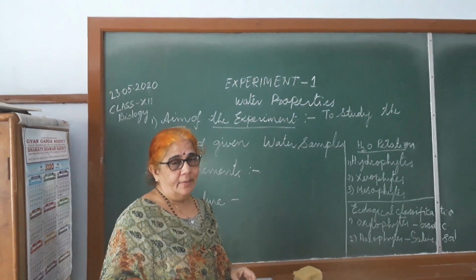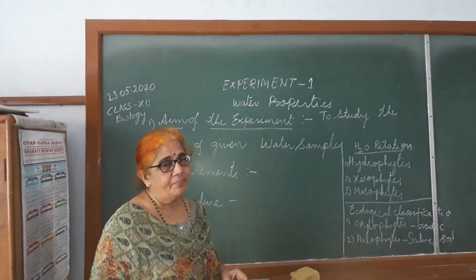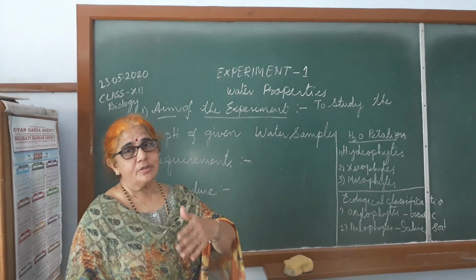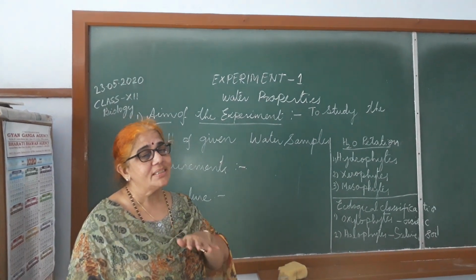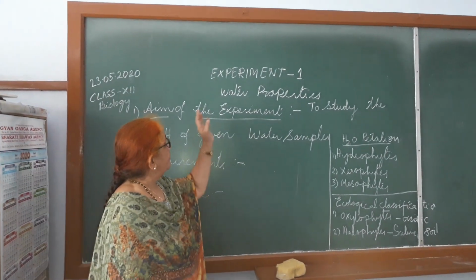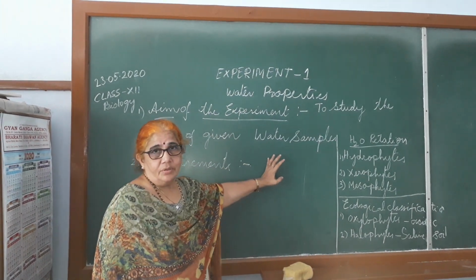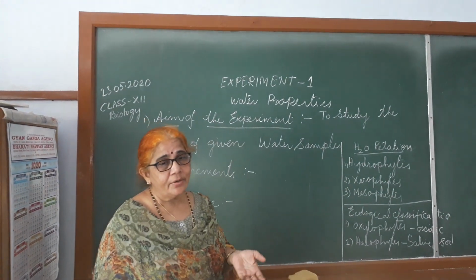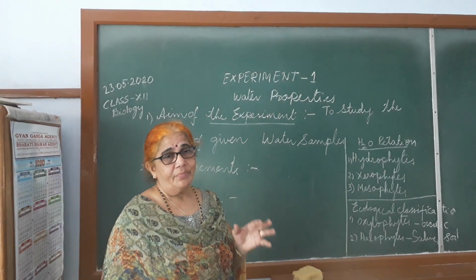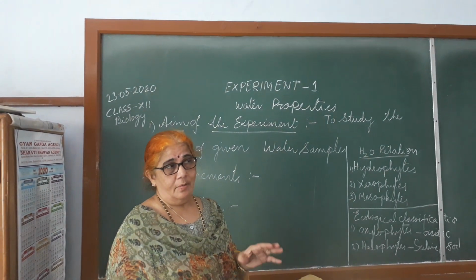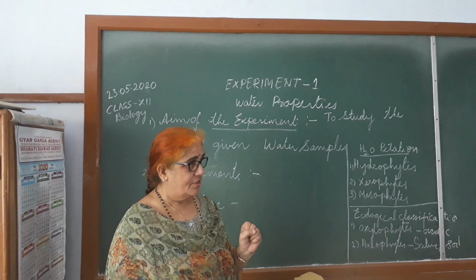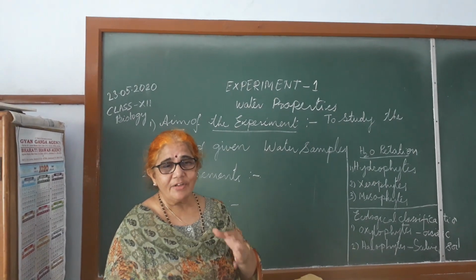Students, in the just previous video we have seen the pH of the soil samples so that we will know what kind of plants can grow. Now let us see the pH of water samples. Water samples, you already know ecosystems, like the pond ecosystem, lake ecosystem, the different ecosystems.